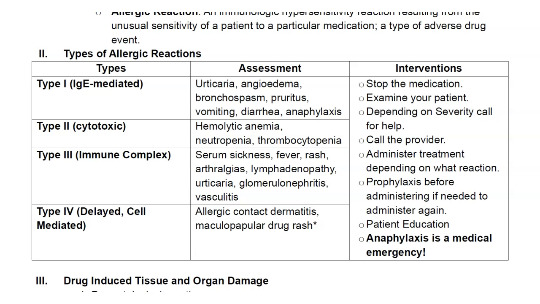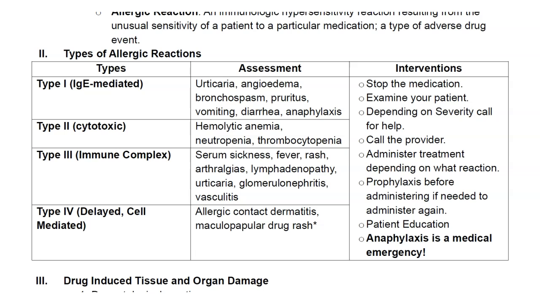Type 1 is IgE mediated. Typically what you see on a patient is urticaria, angioedema, bronchospasm, pruritus, vomiting, and diarrhea, and it can lead to anaphylaxis. Urticaria is basically itching, angioedema is inflammation of the vessels, bronchospasm is spasming of your respiratory tract, pruritus is itching, and anaphylaxis is basically a severe allergic reaction.